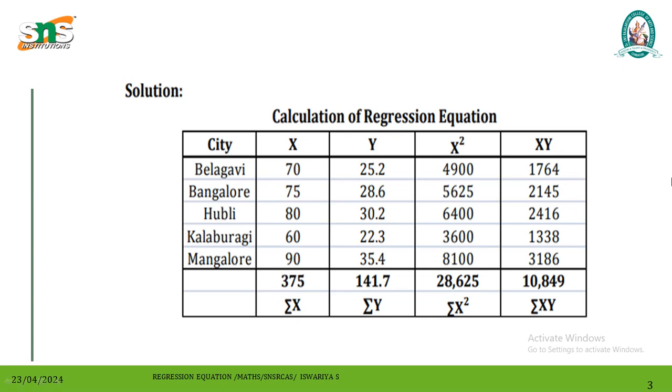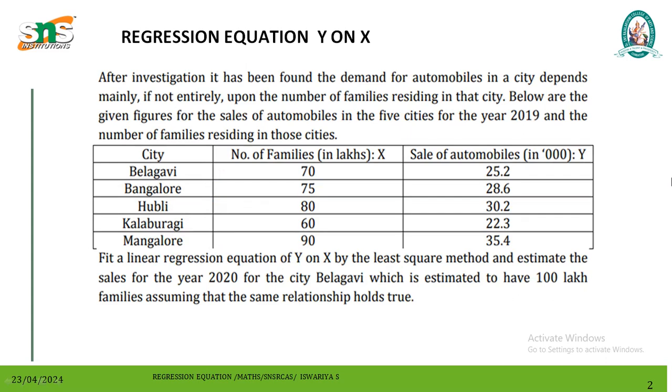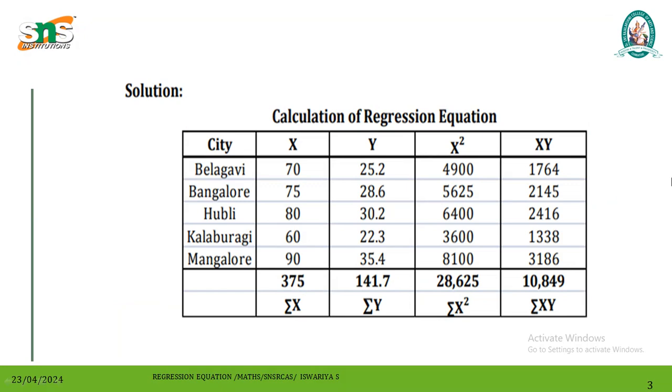As I previously said, here we take the number of families as x and the sales of automobiles as y. This is the data we obtained from the given question. After that, we have to calculate the values of x square, y square and xy. To find x square, we square the values of x. By squaring all these values of x, I get a column x square. By multiplying all the values of x and y, I get the values of xy.